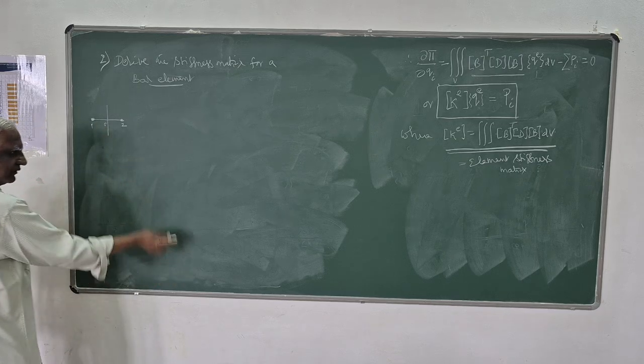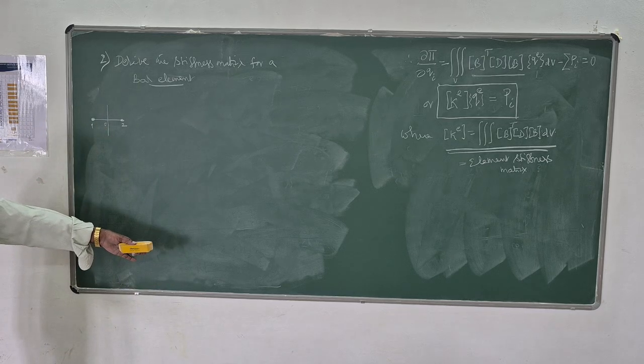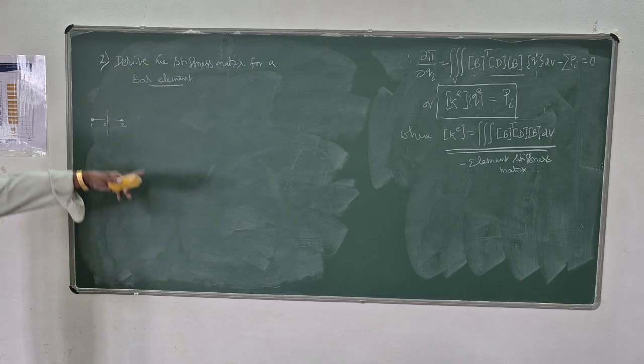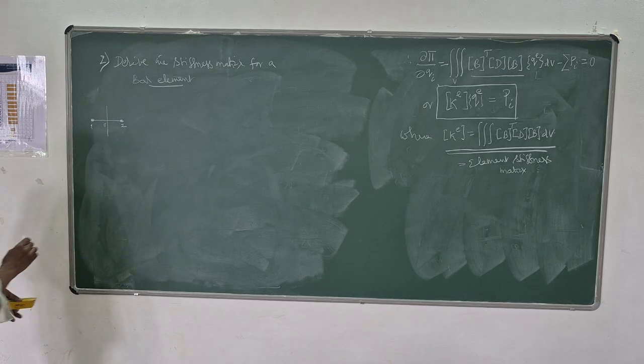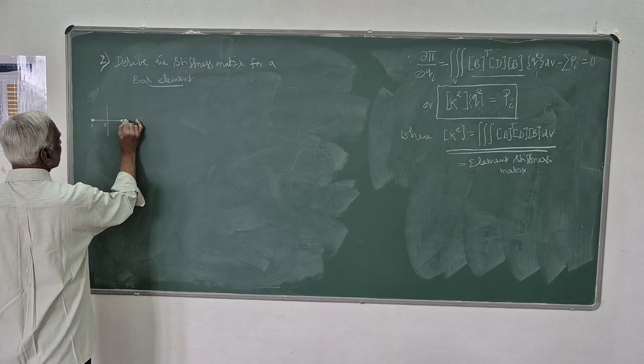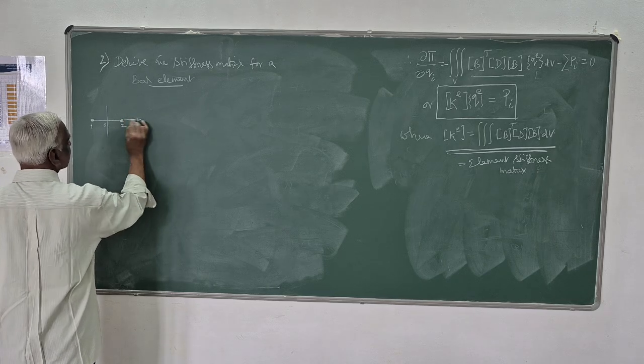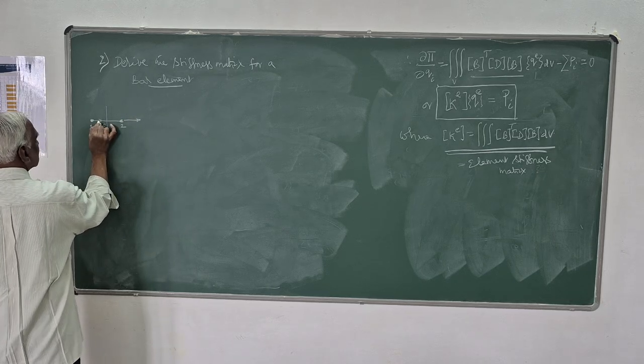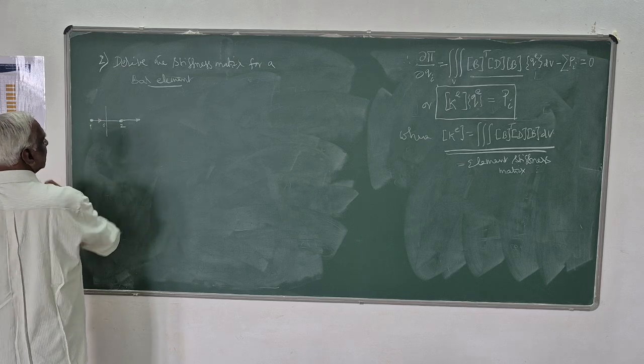The same thing you have to repeat. I have already taken the example of a bar element by deriving that general stiffness matrix. Here also again we derive it. So this is that element.